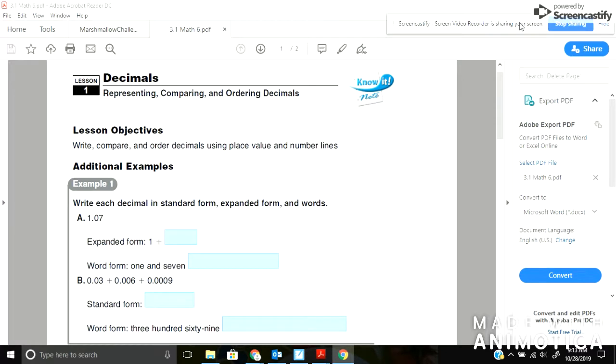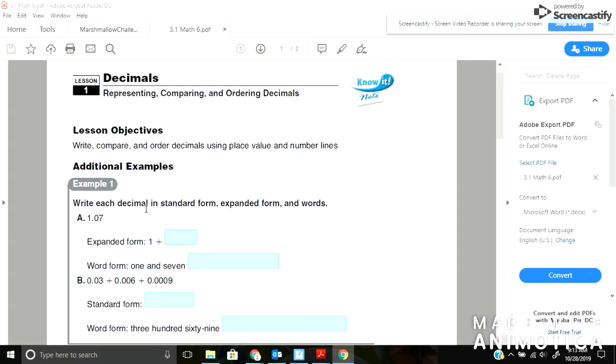Today we've got the first lesson in chapter 3, which is on representing, comparing, and ordering decimals. A couple of hints that I like to give students when working with decimals: the number one thing is I like to think of decimals, if possible, as money. For whatever reason, that really helps me think about the number. Like for letter A here, we'll get to this in a minute, but I like to think of this as $1.07.